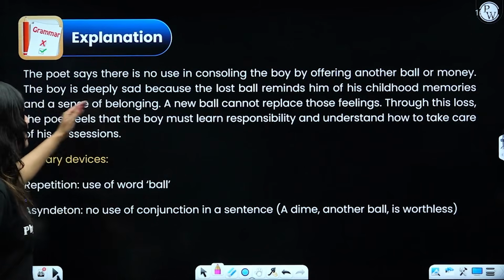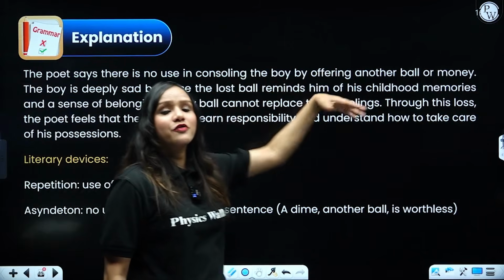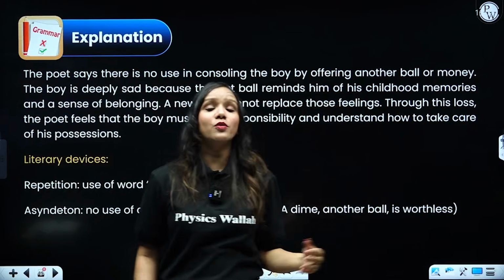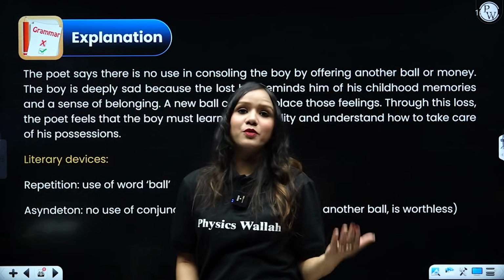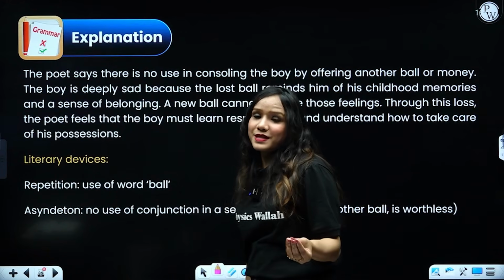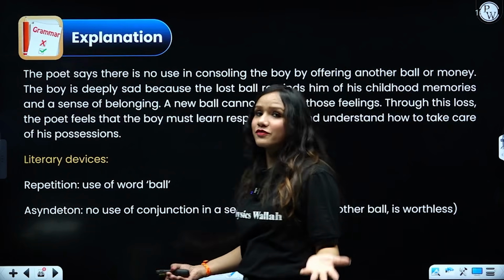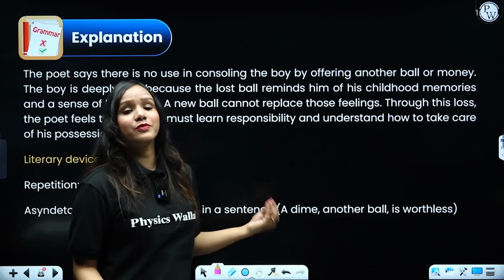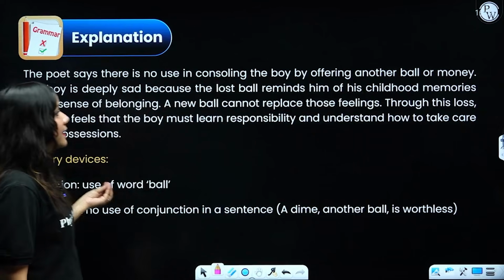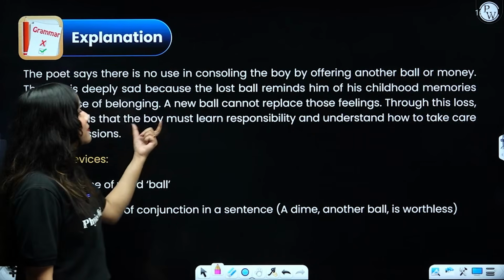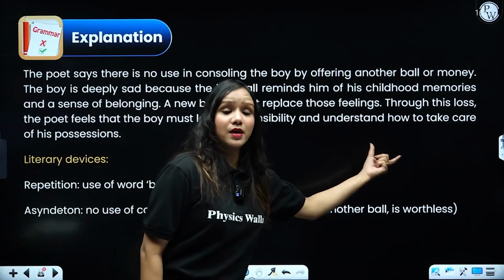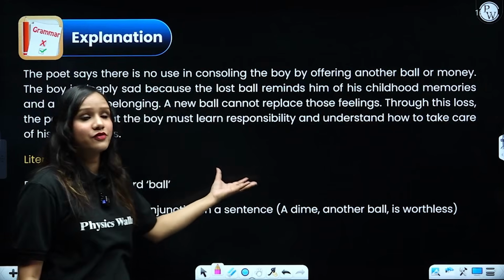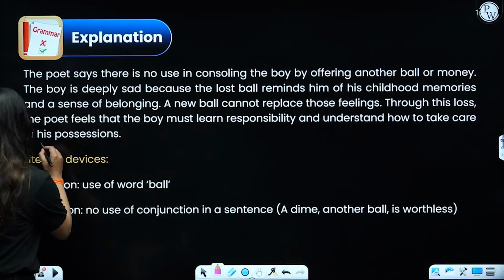Now, the poet says there is no use in consoling the boy by offering something to him, because no amount of things can pacify him. No amount of advice can pacify the boy just because he is mourning over the loss of that ball with which childhood memories are attached, right? Through this loss, the poet feels that the boy must learn some sense of responsibility, understand how life goes on, and how to take care of his possessions.